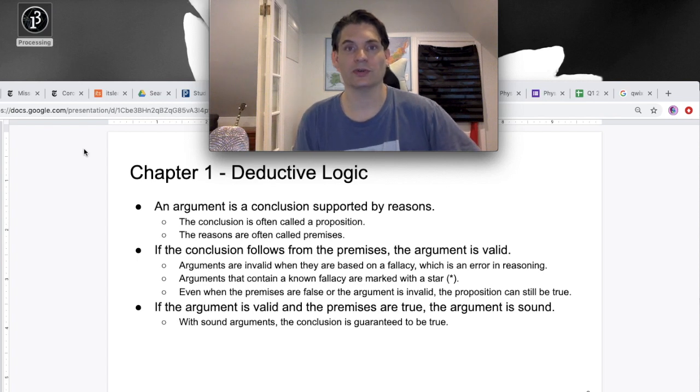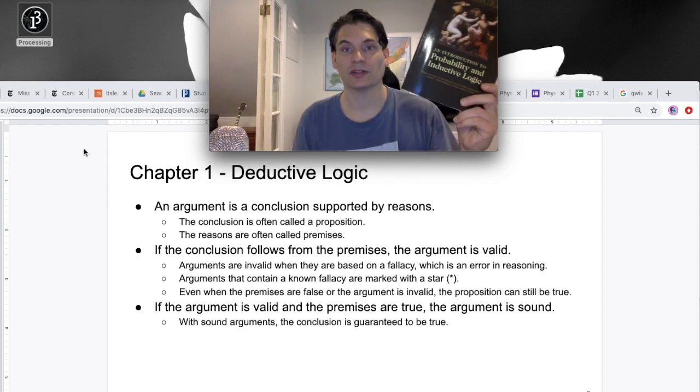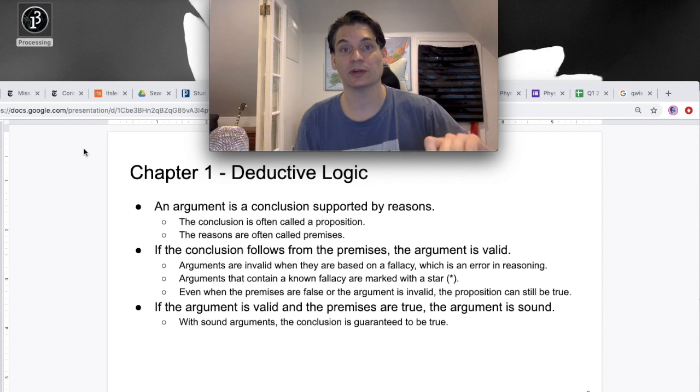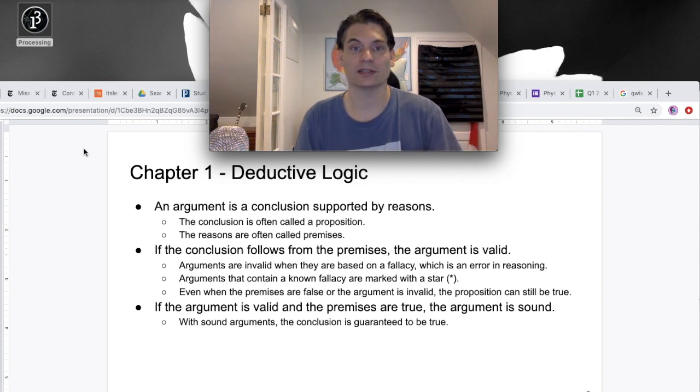All right, so this is our Unit 1 presentation. It's going to be based on the first few chapters of this book that's about probability and inductive logic. So the first chapter is about deductive logic.